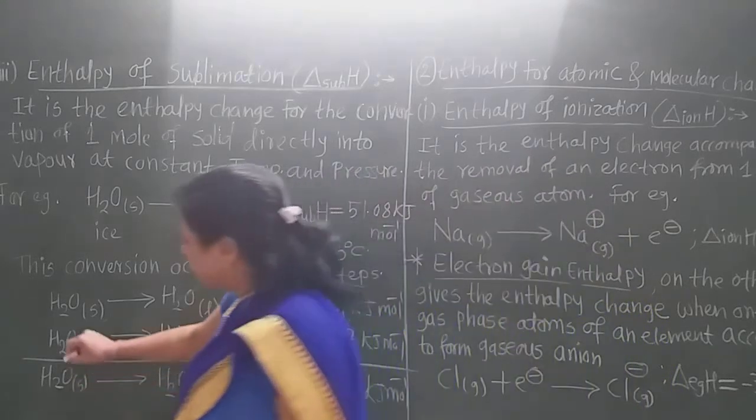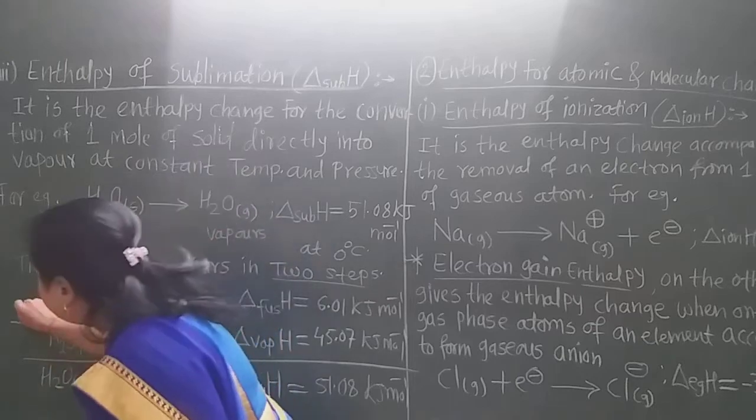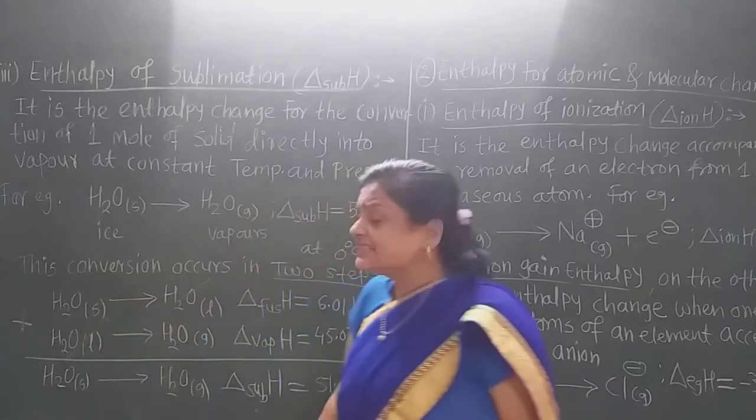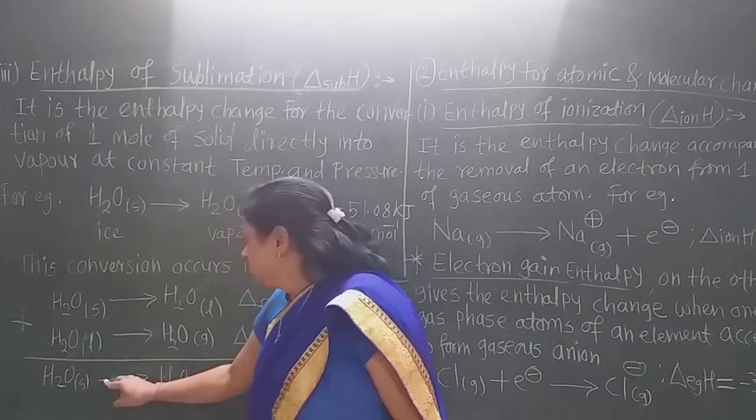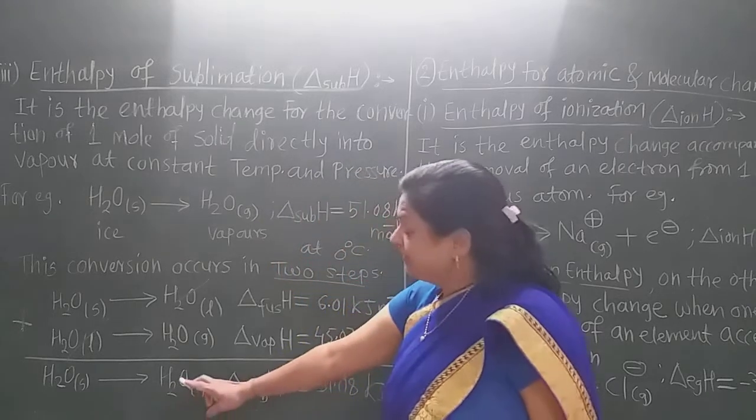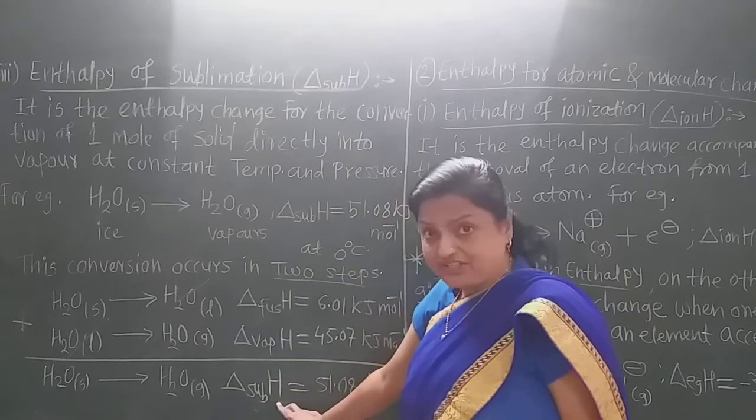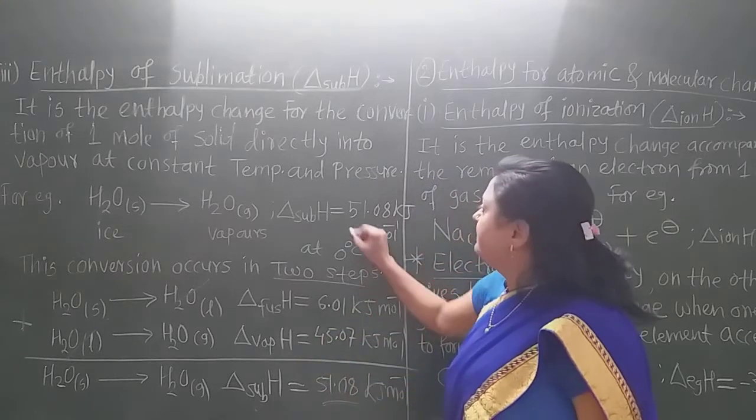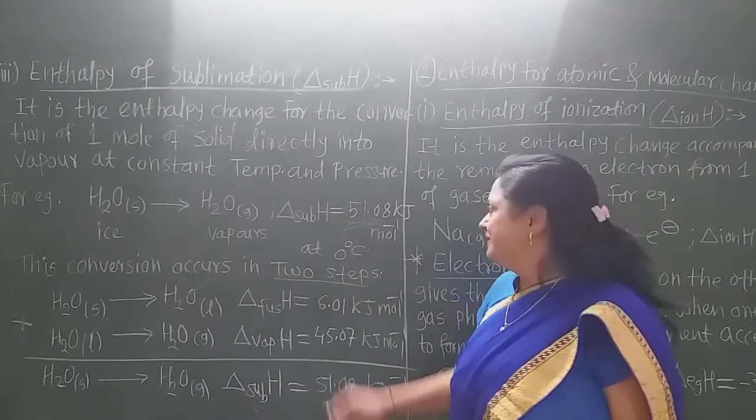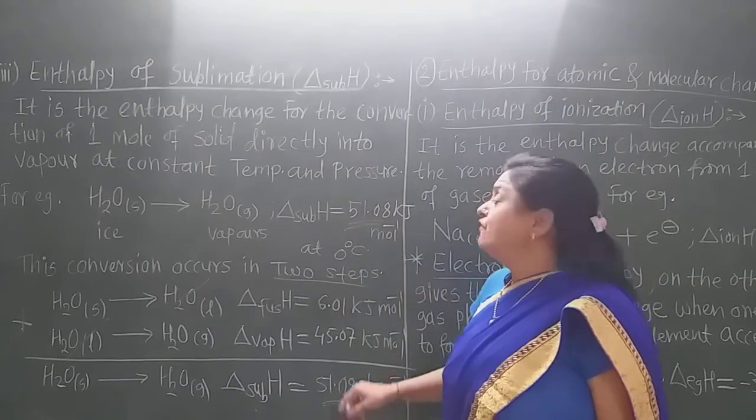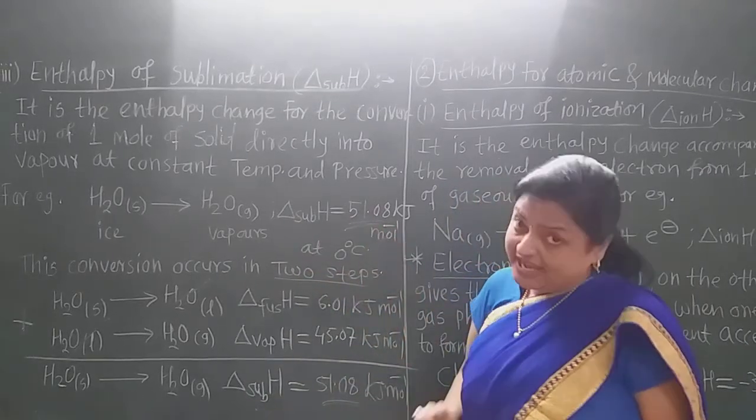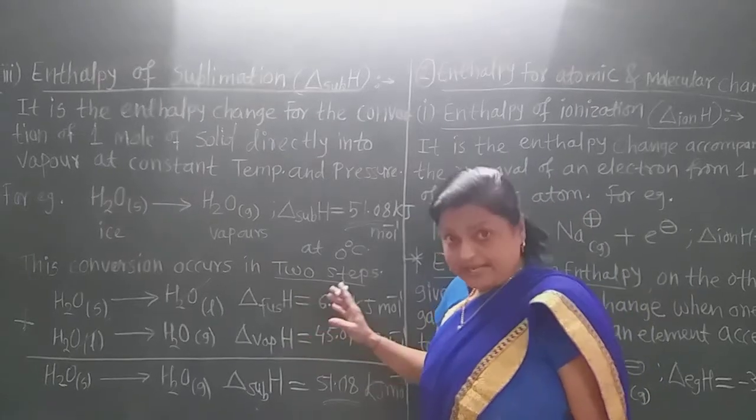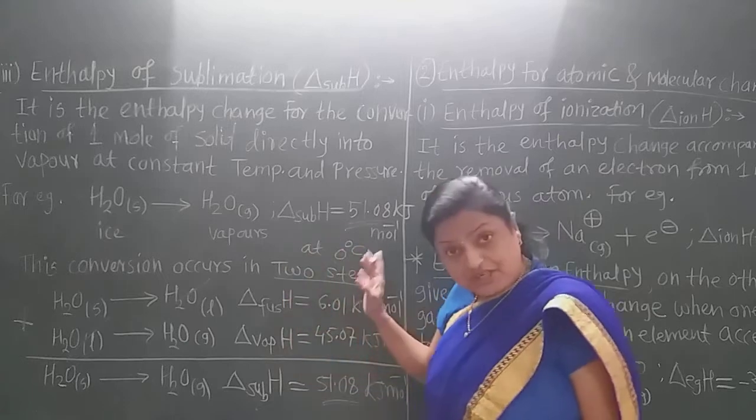Now if we do the summation of these 2 steps, what occurs? See here, this liquid water and this liquid water get cancelled. Then what is there? Solid converts into gas. When solid converts into gas, it is the enthalpy of sublimation. And if we add these 2 enthalpies, that addition is similar to the enthalpy of sublimation. So in this way, though we do not know the enthalpy of sublimation directly, we can find it out by experiment, by doing the conversion in 2 steps.